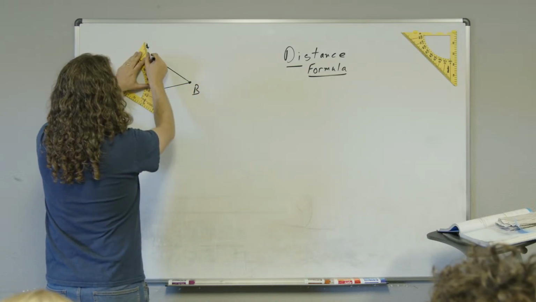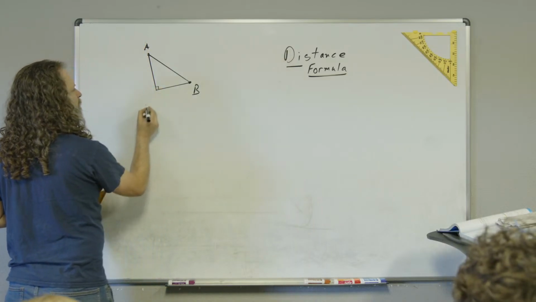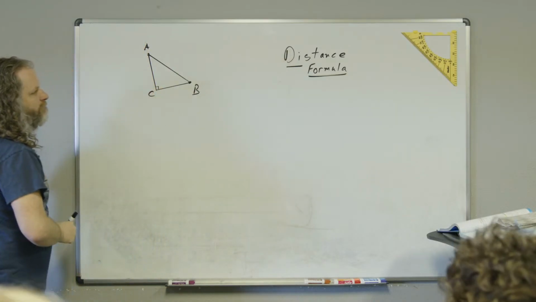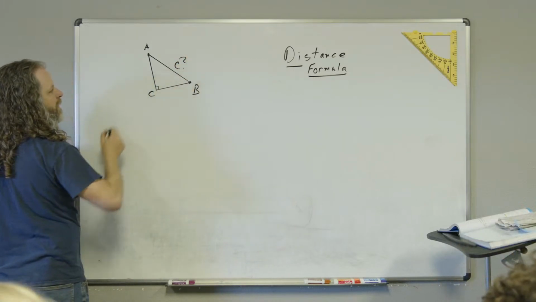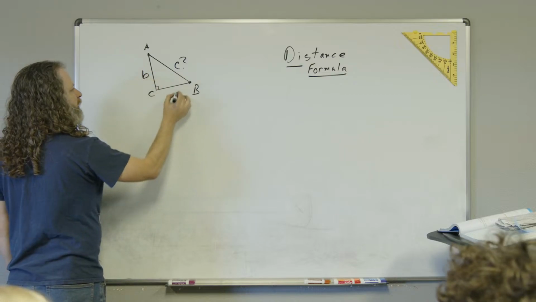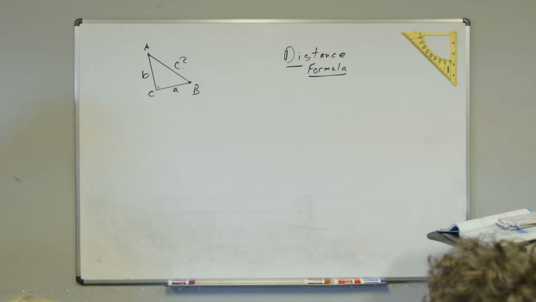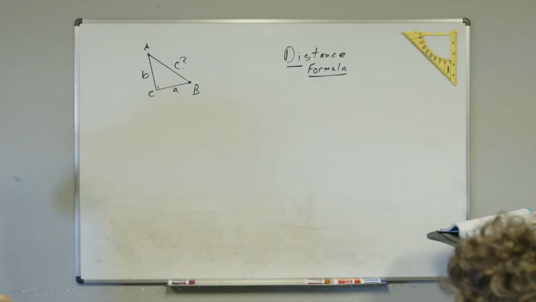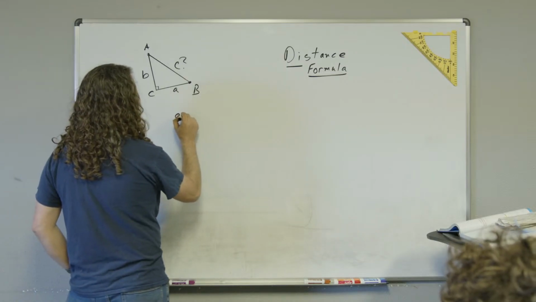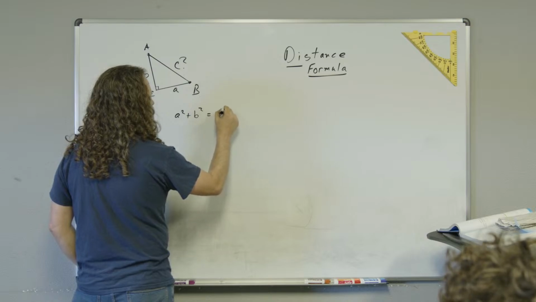So if I want to find the distance between them, I could do it this way. I am looking for this one, right? This one could be little b, and this one could be little a. Now, what could I do to solve for c? Pythagorean theorem. I could do a squared plus b squared equals c squared.